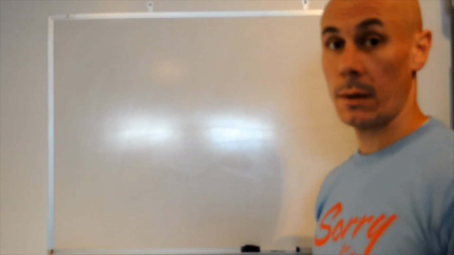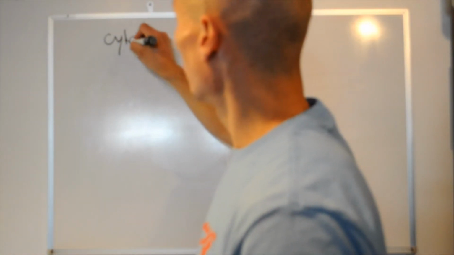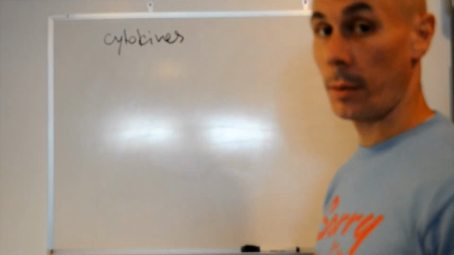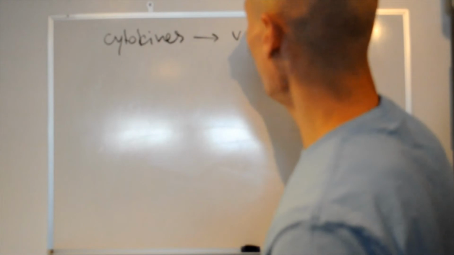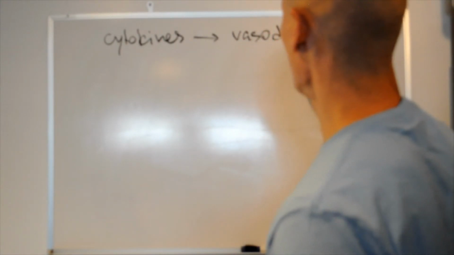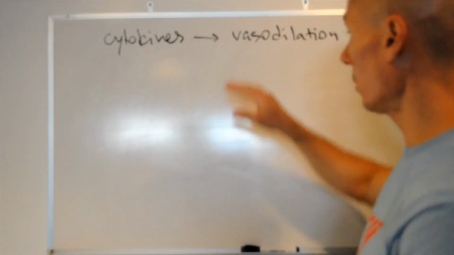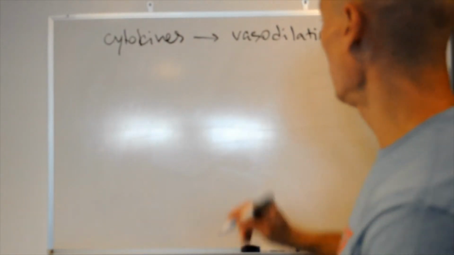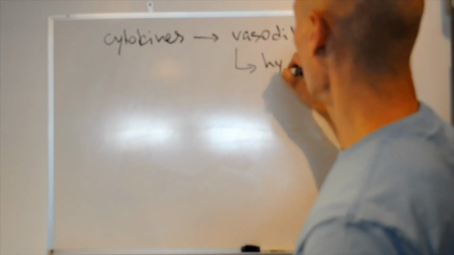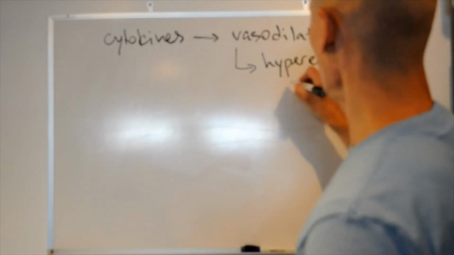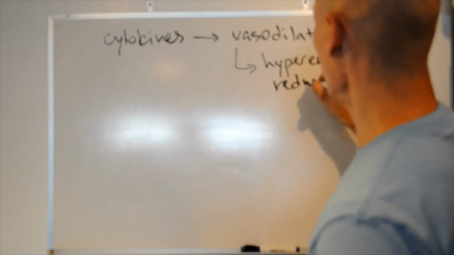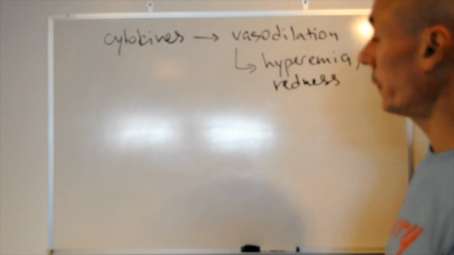As we have just discussed, tissue injury leads to the induction of cytokines and chemokines, pro-inflammatory molecules. These chemicals lead not only to the migration of white blood cells, but also to vasodilation. And you can imagine that local vasodilation will lead to hyperemia, which is increased blood flow, and therefore redness of the inflamed tissue.